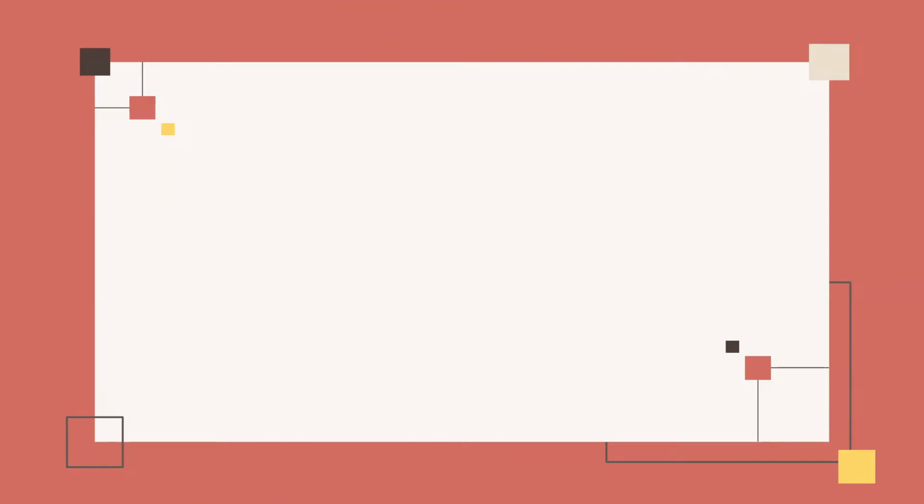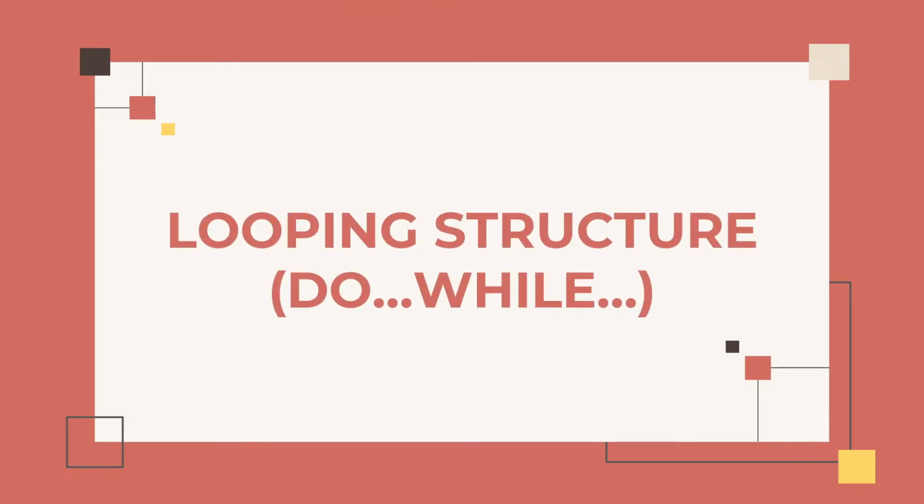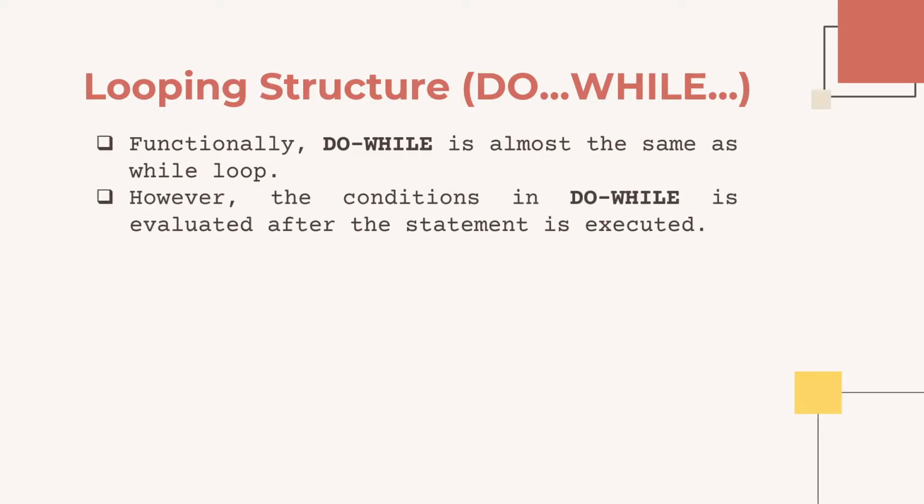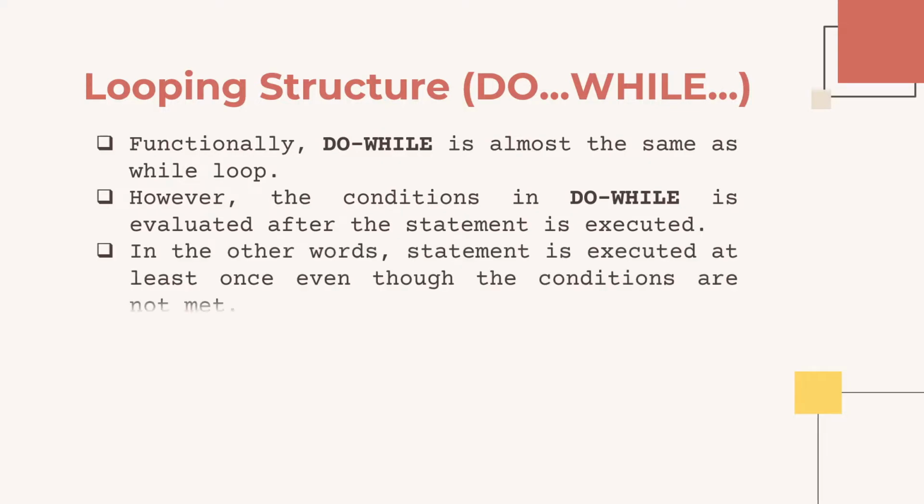Then we will discuss the do while looping structure. Functionally, do while is almost the same as the while loop. However, the condition in do while is evaluated after the statement is executed. If the condition is true, then the statement is executed again. But if the condition is false, the statement is not executed. In other words, the statement is executed at least once even though the condition is not met.